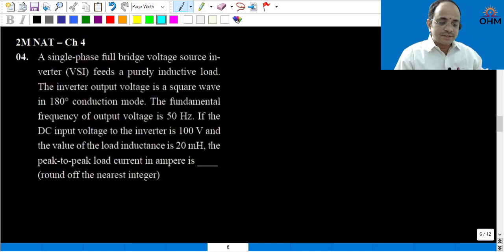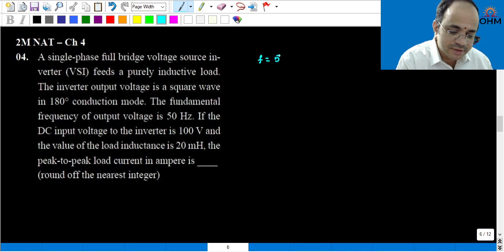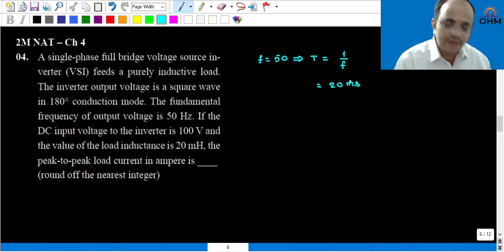A single phase full bridge voltage source inverter. This question is from inverters chapter. Feeds a purely inductive load. The inverter output voltage is a square wave in 180 degree conduction mode. The fundamental frequency of the output voltage is 50 Hertz, because as f is equal to 50 Hertz, you can also say that one cycle time will be 1 by f. This is equal to 20 milliseconds. Just for calculation, keep it that.